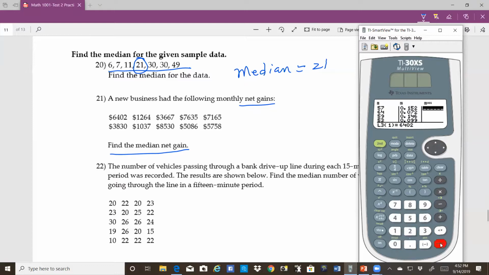6402, enter. 1264, enter. 3667, enter. 7165, enter. 3830, enter. 1037, enter. 8530, enter. 5086, enter. And 5758, enter.